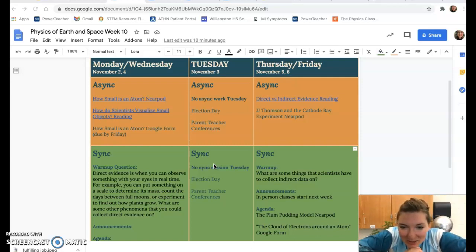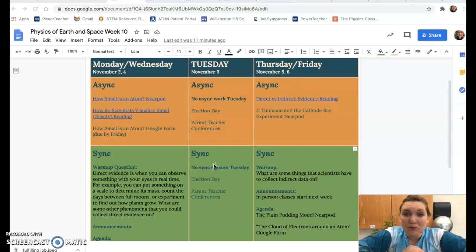Then we're going to talk about the model that first was there when we first started learning about electrons, which we're then going to scrap and learn a new model, and it's going to take us through the whole process of experimentation that has led to this point where we know what we know today. So it's going to be a good week.